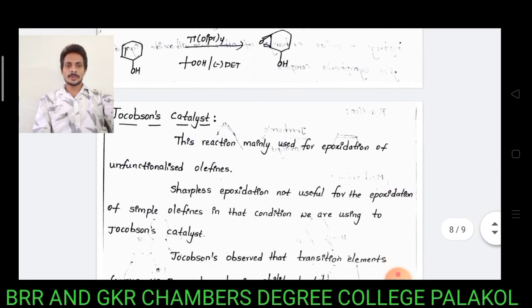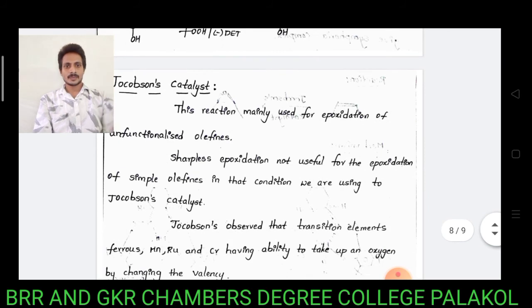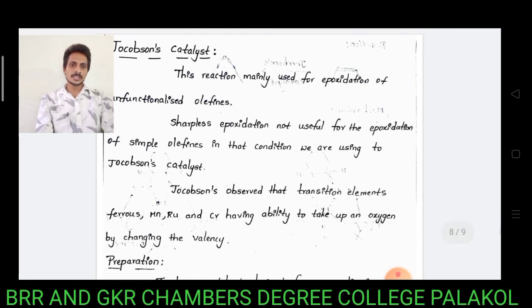Okay, the next topic is Jacobsen catalyst. This reaction is mainly used for the epoxidation of unfunctionalized olefin systems. Unfunctionalized olefin systems can be oxidized by using Jacobsen catalyst. Sharpless epoxidation is not used for the epoxidation of simple olefins; under those conditions we use Jacobsen catalyst. I repeat once again: Sharpless epoxidation is not useful for epoxidation of simple olefin systems, and under those conditions you use Jacobsen catalyst.